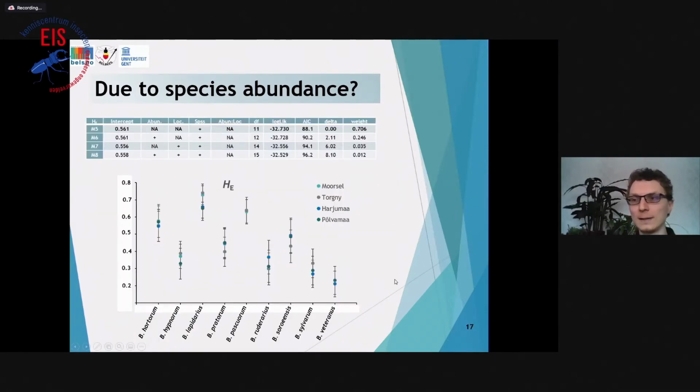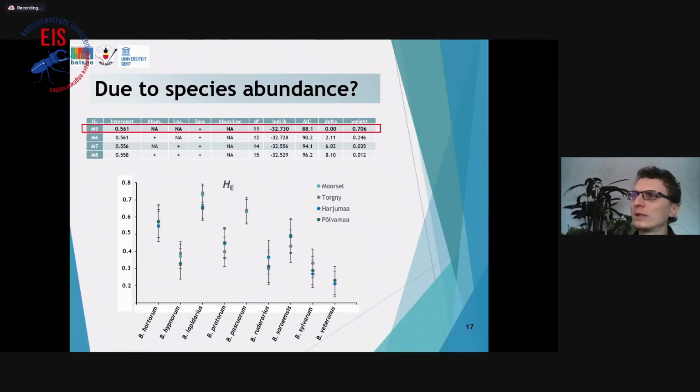We also measured the expected heterozygosity and allelic richness as genetic diversity parameters for these locations. And then, to detect if species abundance influenced the observed genetic diversity levels, we performed linear mixed models in which species, local abundance and location were set as fixed factors and microsat loci as random factor.